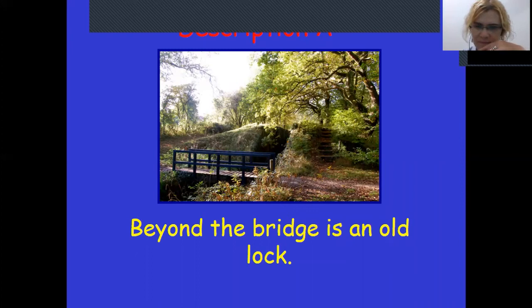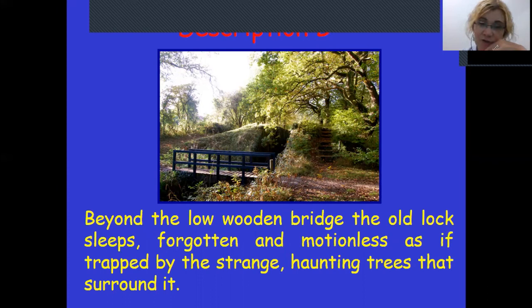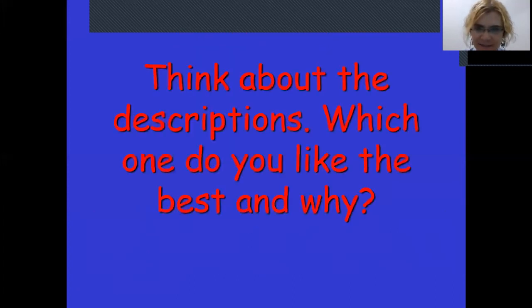That's it. Okay, so we've got the bridge and then we've got log. That's about it. But you could also say beyond the low wooden bridge. So we're adding two adjectives, right? The low wooden bridge, the old log sleeps, forgotten and motionless, as if trapped by the strange haunting trees that surround it. What are you saying? Now this is descriptive writing, people. You add things. Now we're gonna look at what is added so you understand.